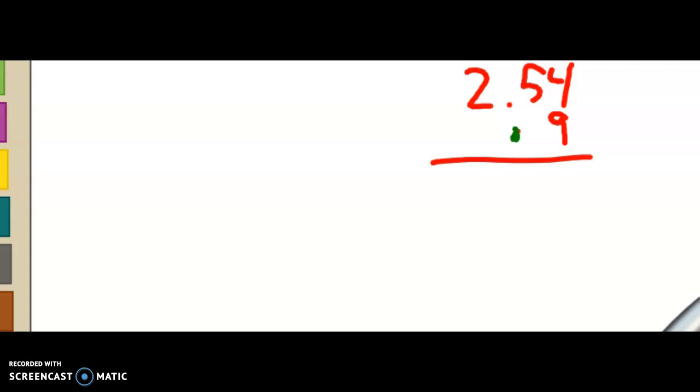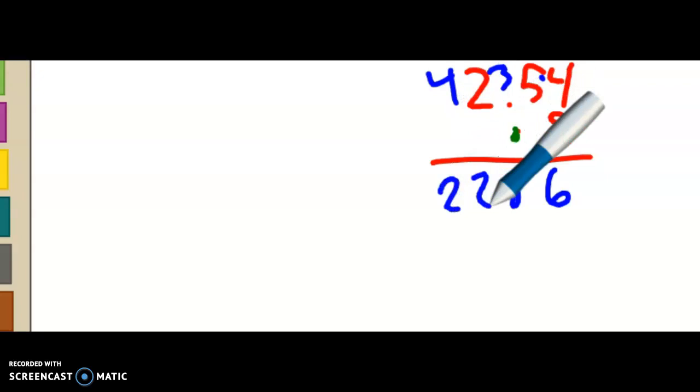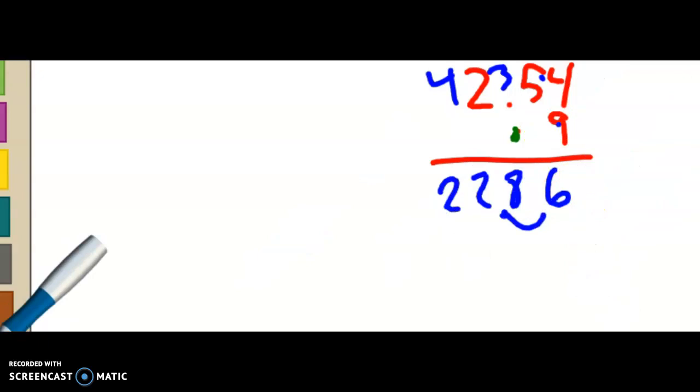So 9 times 4 is going to give us 36. And 9 times 5 is 45, 46, 9 times 7 is 48. And 9 times 2 is 18. Plus 4 is going to give us 22. And then we have to move over 2 spaces for our decimal.